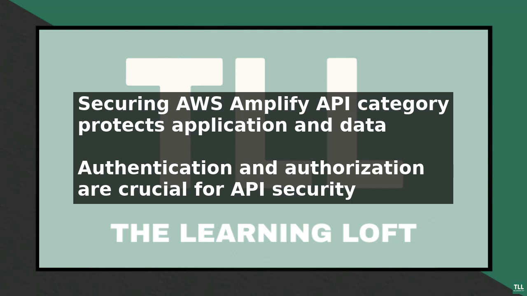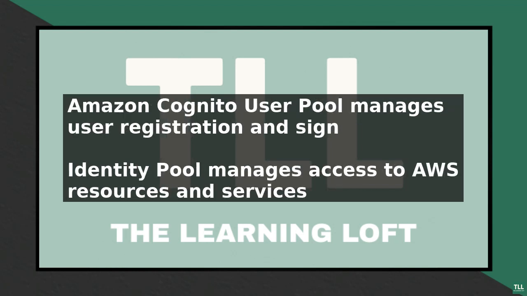To secure your API, start by setting up Amazon Cognito User Pool and Identity Pool. The User Pool manages user registration and sign-in, while the Identity Pool manages access to AWS resources. You can create these pools in the AWS Management Console or using the AWS CLI.